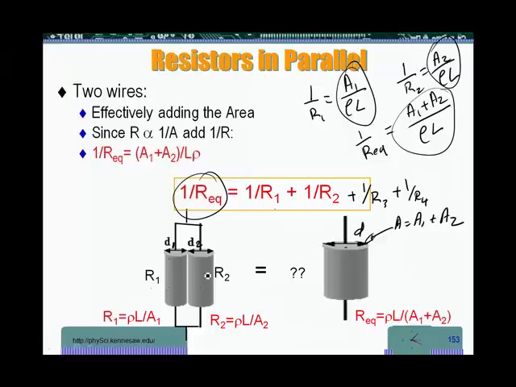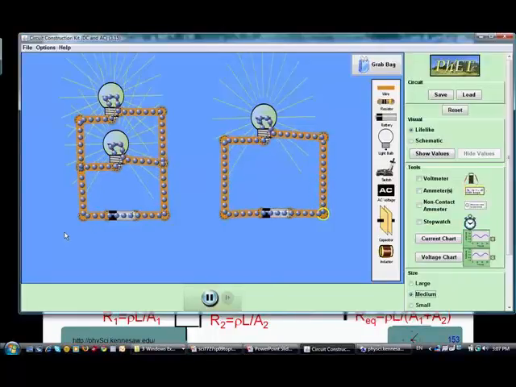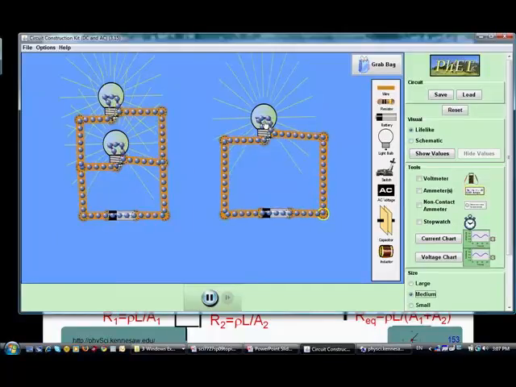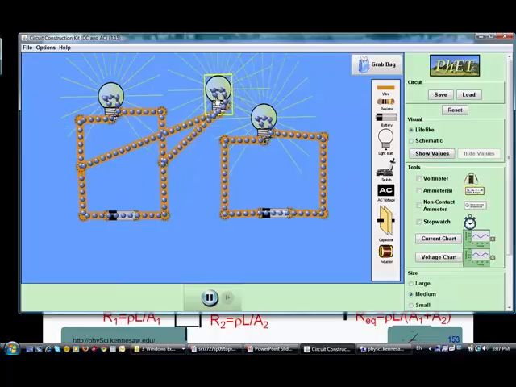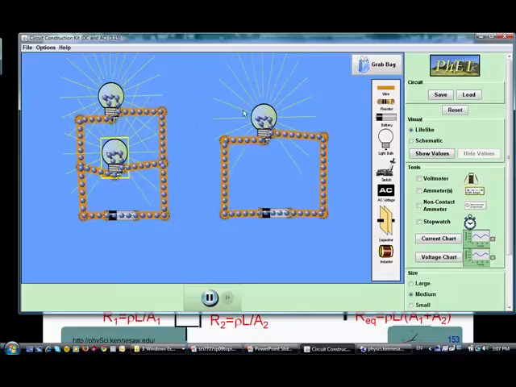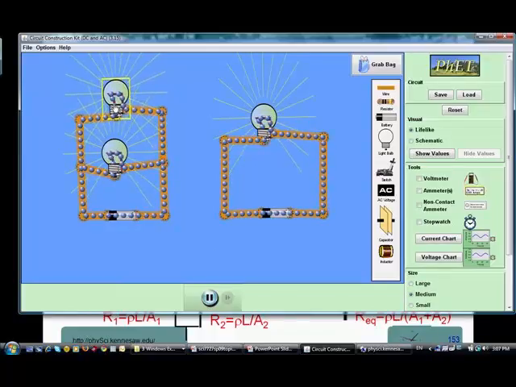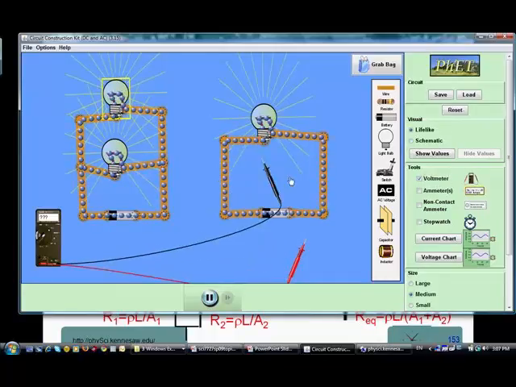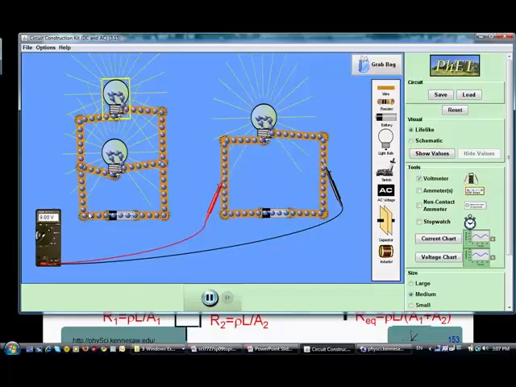Okay, let's go to a simulation. So I have it made up here. I have two identical light bulbs and a third identical light bulb. All of them are subject to identical batteries. Now you notice here the light from this is very much the same as the light from this, which is the same as the light from this one. And that makes sense because if I take a voltmeter and measure the voltage across this, we should find 9 volts, the voltage of the battery, and that's what we found.